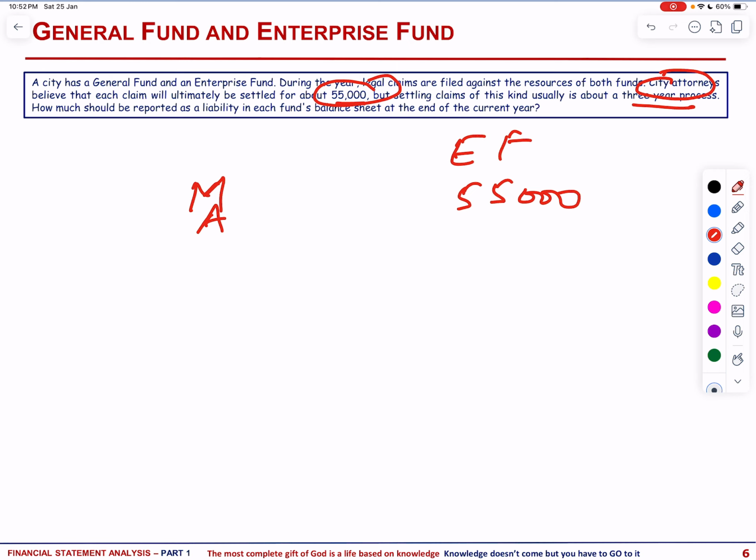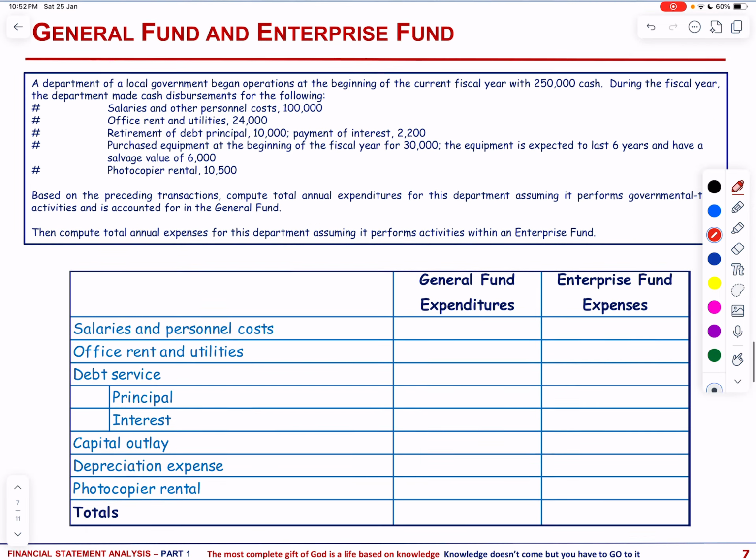So, under the general fund, no liability will be reported for the legal claims at the end of the current year, since they are not expected to be settled within the available period. Under the enterprise funds, 55,000 of the liability will be reported for each legal claim, since the liability is incurred and measurable under the accrual basis of accounting.